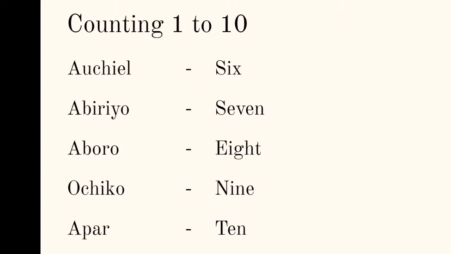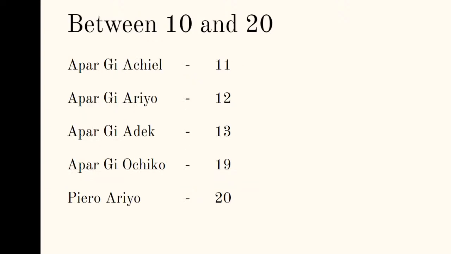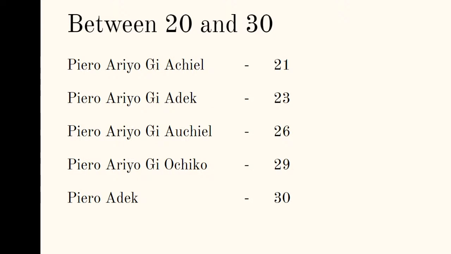Piero ochiko. So if you know how to count 1 through to 10, then you also know how to count 10 through to 90, because it is a repetition. The only thing that is included is the word Piero. So you only need to say Piero and you've counted.